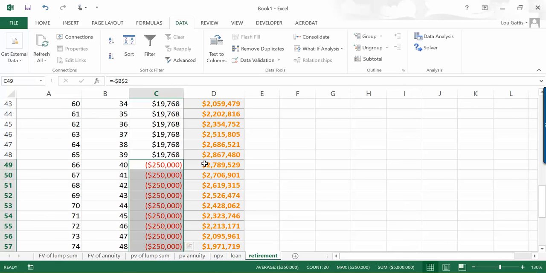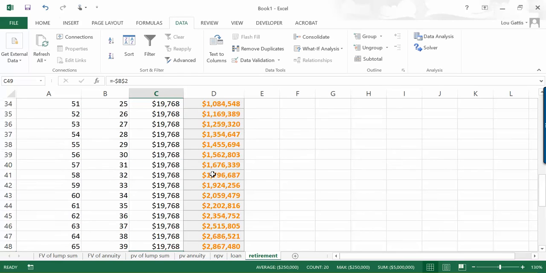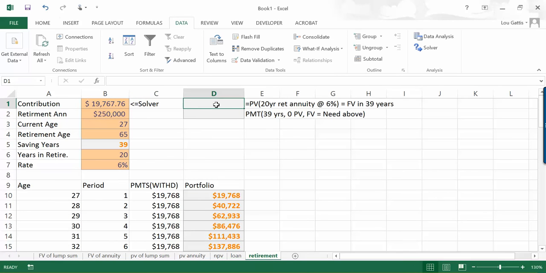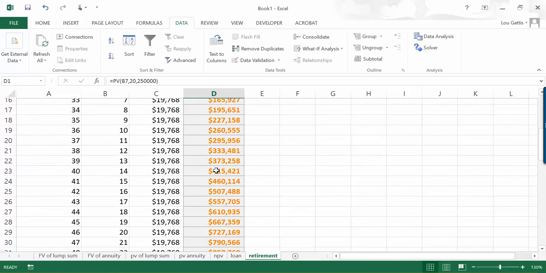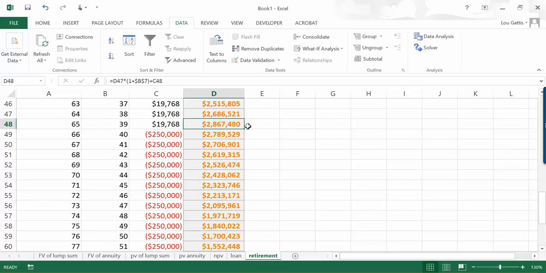So at age 65, if I'm looking forward, trying to figure out how much money I need, I can calculate a present value at age 65. So I'm going to do a present value, 6%, 20 years, and I'm just going to put 250. All right. So if I time travel to age 65 and I'm looking forward to getting a 20-year annuity of $250,000 at 6%, at age 65 I need a present value of $2.8 million. By the way, that's what that number is there.